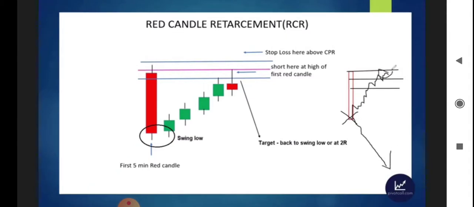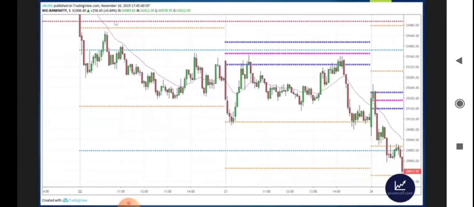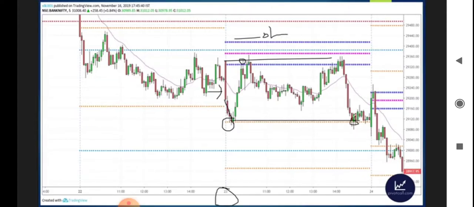So in that case, you can short here near the high of the red candle. Don't go short. That is what the RCR, or red candle retracement pattern, is. You can see here on the 23rd, the market opened with a huge red candle. Then there was some bearish candle, it took support near the daily pivot, and went back to the day side. This is the place you can short. You can keep your stop loss here above the CPR, take profit back to the day low.